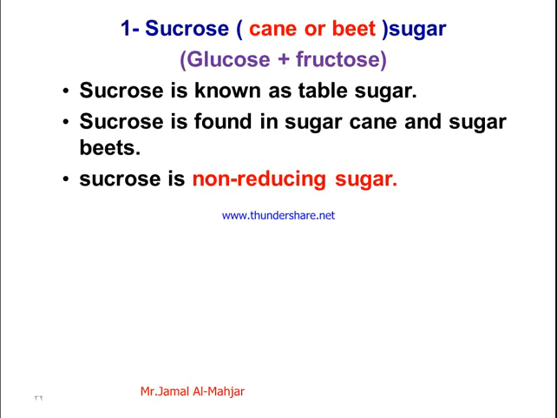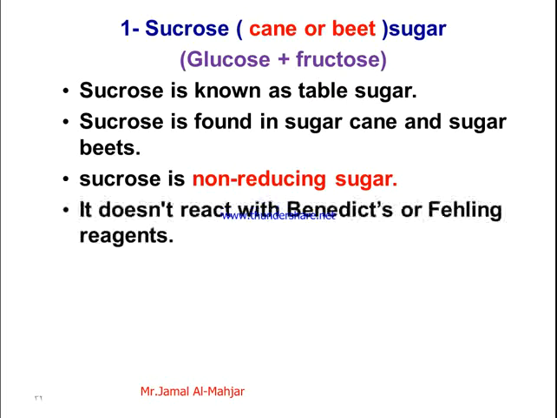So the only disaccharide that is a non-reducing sugar is sucrose. It doesn't form a red precipitate with Fehling or Benedict solution. Why? We will see that later. So it doesn't react with Benedict's or Fehling's reagent or solution. Why? Because it has no free functional group. What does it mean? Also, I will explain it later. So the reason here is no free functional group.